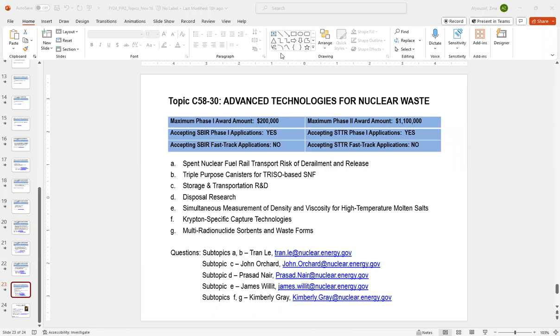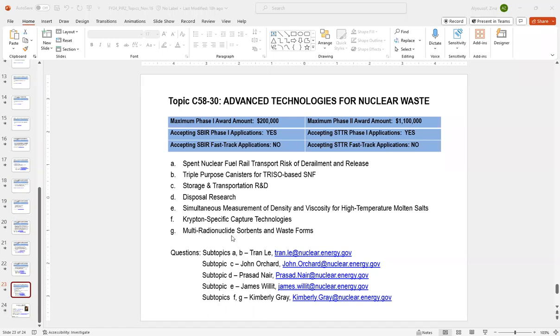canister system. Then for phase 2, after successful completion of phase 1, the system concept will be matured by performing the necessary calculations, shielding, criticality, thermal, etc., to develop a detailed design of a triple purpose canister.